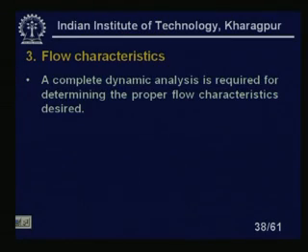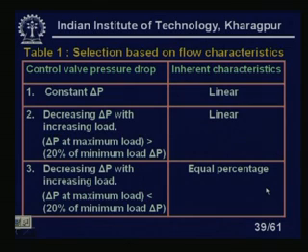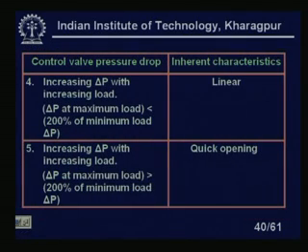Flow characteristics. A complete dynamic analysis is required for determining the proper flow characteristics desired. What are the typical flow characteristics I need? Equal percentage, linear, quick opening, these are basically the flow characteristics. However, there are certain general guidelines which hold true, but there are a few exceptions. You see, this is a table, the selection based on the flow characteristics: selection of the control valve pressure drop, that is the pressure drop across the control valve, and inherent characteristics. Constant delta P, linear. Decreasing delta P with increasing load, linear, we will use a linear control valve, delta P at maximum load. Decreasing delta P with increasing load, equal percentage. Increasing delta P with increasing load, delta P at maximum load 200% of the minimum load, linear. Increasing delta P with increasing load, it is quick opening.